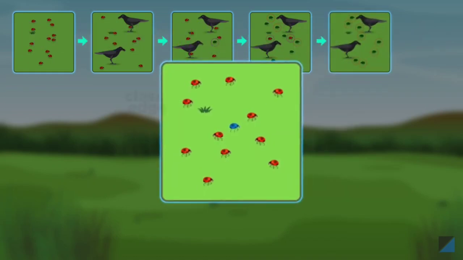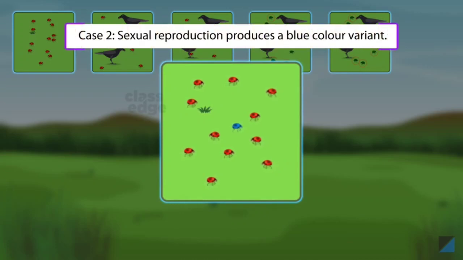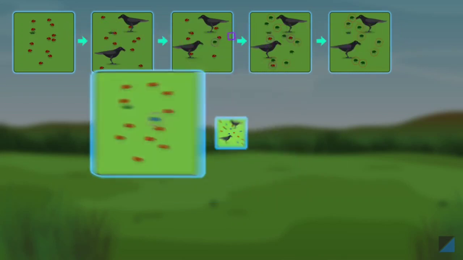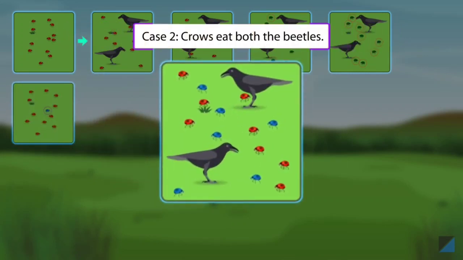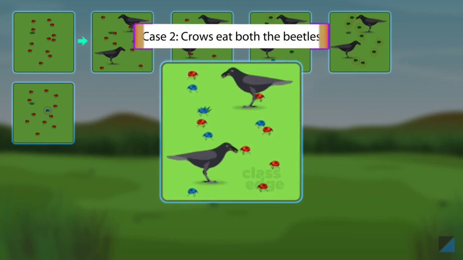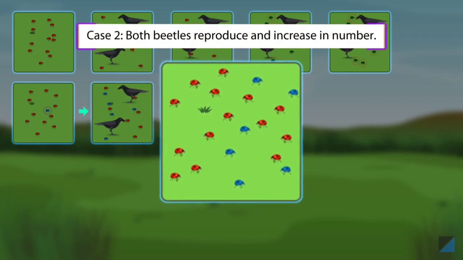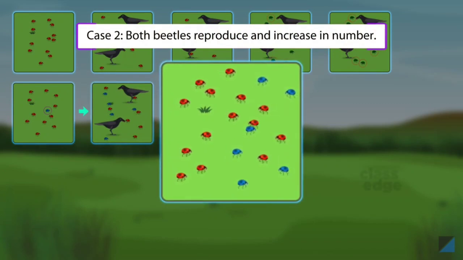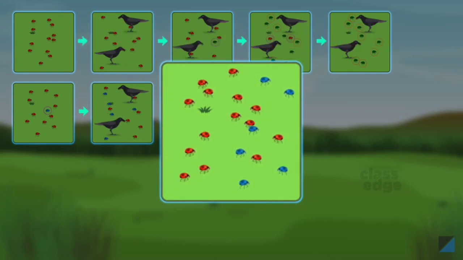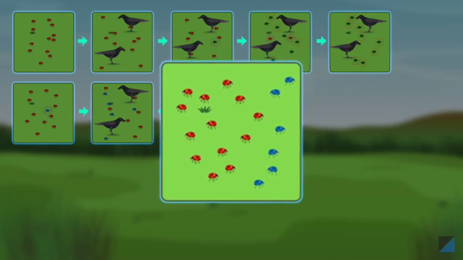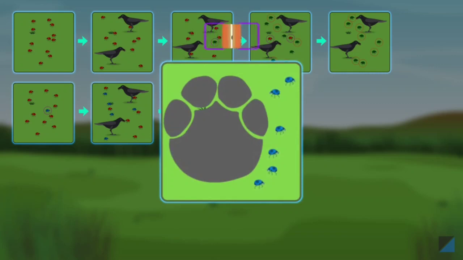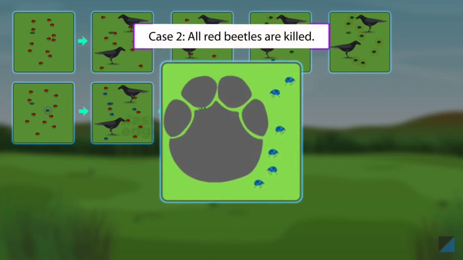Now, imagine that red beetles reproduce sexually and produce a blue-colored variant. Crows spot both the red and blue beetles in the green bush and eat them. The remaining red and blue beetles continue to reproduce and increase in number. But one day, an elephant stamps on this bush. By chance, all red beetles die, and only the blue beetles survive.